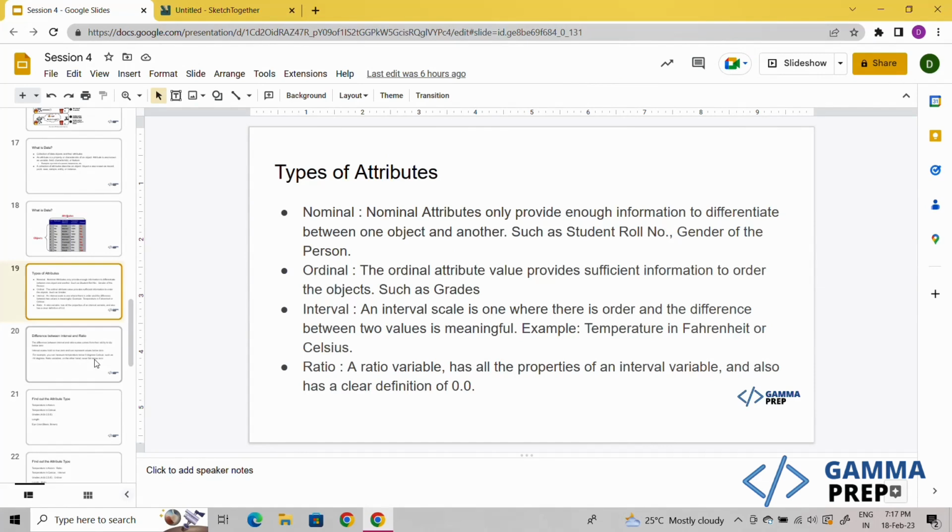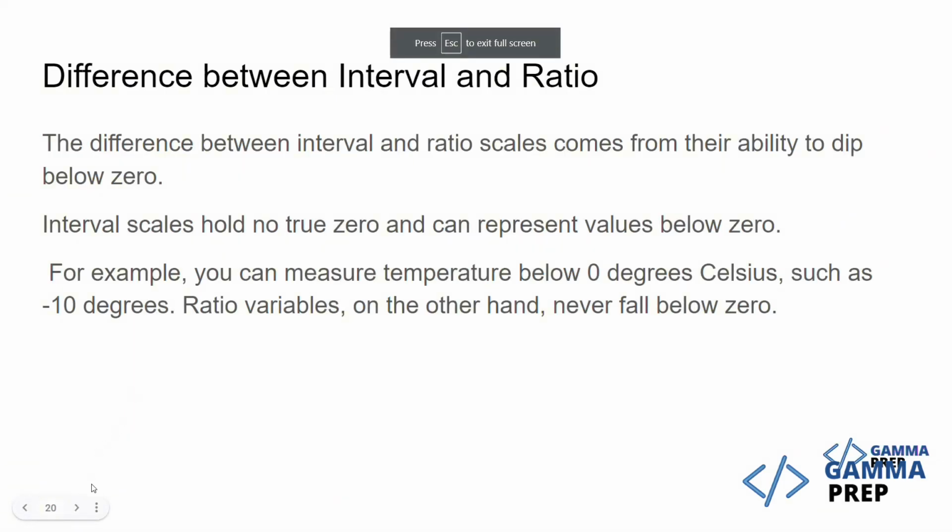Let's see a few examples. First, let's understand the difference between interval and ratio. The difference between interval and ratio scales comes from their ability to dip below 0. Interval scale holds no true 0 and can represent values below 0. That is, temperature in Celsius can go below 0, whereas in ratio, it cannot go below 0.